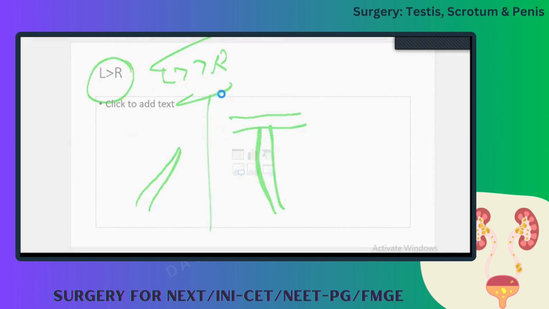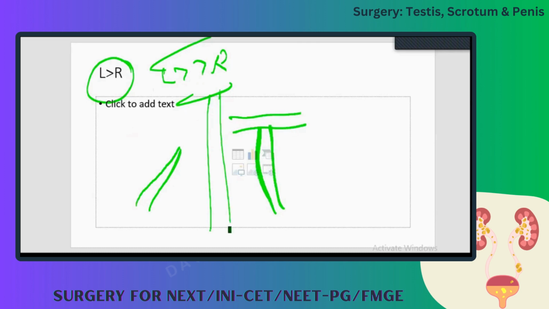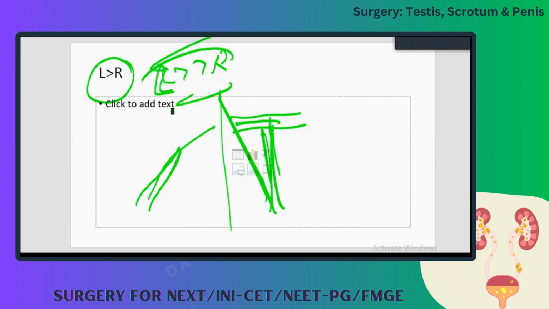Because of these two, here it is simply opening directly into the IVC, so pressures are less. Here the pressures are more. It is opening into the renal vein and then into the IVC. That is the reason why left side is more common. Also the sigmoid colon lies on the left gonadal vein. Because of this pressure also, these are all hypotheses, left side varicocele is more common.